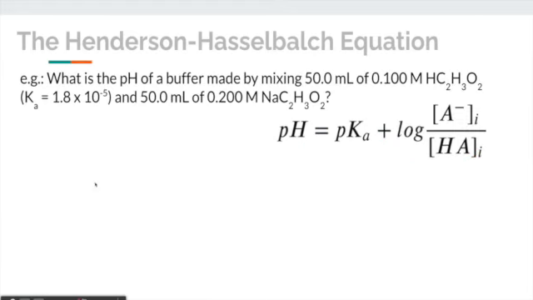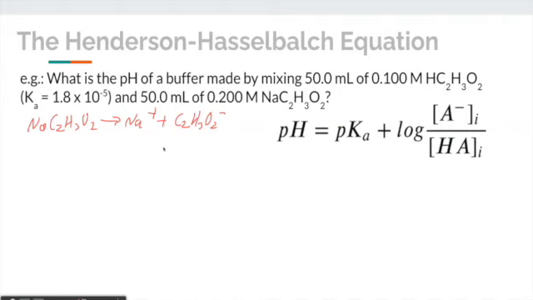What is the pH of a buffer made by mixing 50 milliliters of 0.1 molar acetic acid and 50 milliliters of 0.2 molar sodium acetate? Okay, so the sodium acetate is a source of the weak base here, the conjugate base. So NaC2H3O2, because it's a group 1 salt, is going to give you Na+ plus C2H3O2-, 1-to-1 ratio.